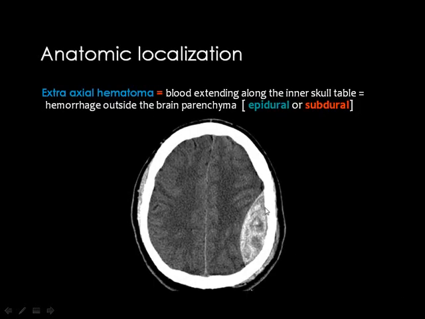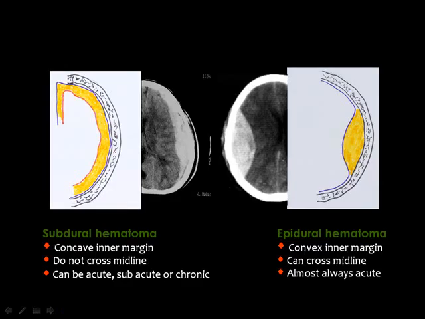Then look at this hematoma. You see this hemorrhage is adherent to the skull and extending along the inner skull table. Then this hemorrhage is outside the brain parenchyma. There are two sites for hemorrhage outside the brain, the epidural site and the subdural site. How can you discriminate between both? This is a very easy procedure. Just look at the inner margin of the hematoma. If the inner margin of the hematoma is convex, then you are dealing with epidural blood. If the inner margin is concave, then you are dealing with subdural blood.